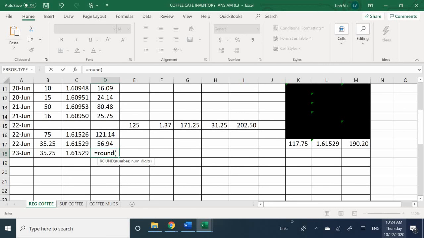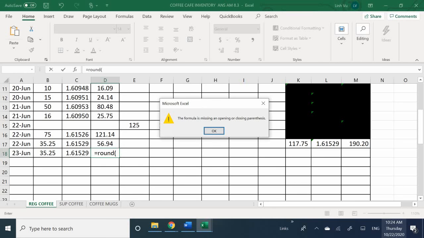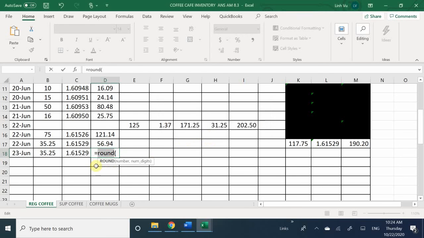Okay, so equal round, right? You type that in. You can use tab to initiate your formula. Once you write round, then once you open the parentheses, the first argument is going to be whatever equation you want to place in there. So in this case, let me do it again. So equal round.